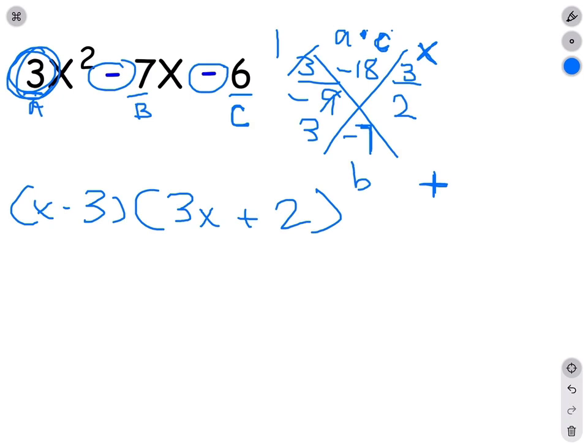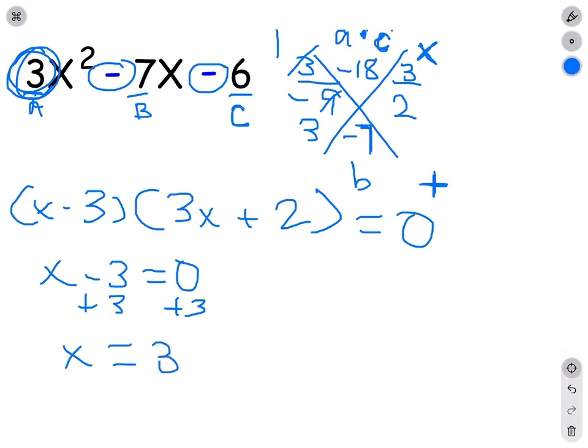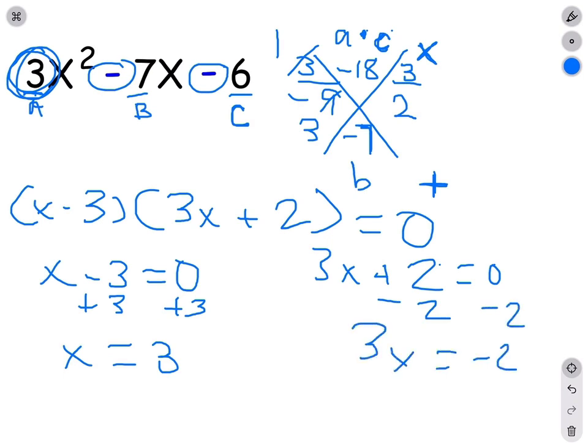And then once again, these quadratic equations are always equal to 0. So now you're going to solve each expression in the parentheses, set them equal to 0. And it's going to give you x equals 3. And then when you solve the right-hand expression, you're going to subtract 2 from both sides, divide both sides by 3, so x is going to equal negative 2/3.